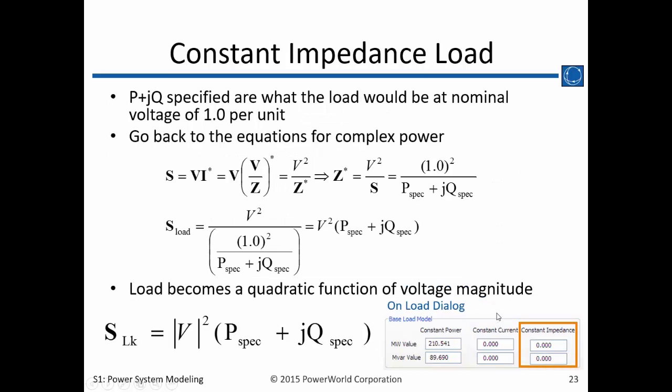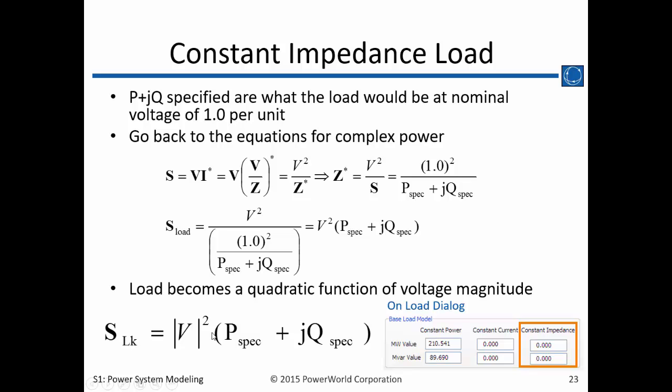Constant impedance load is similar. We derive the equation for complex power now by substituting the fact that the conjugate of the current is equal to the voltage divided by the impedance. So if you do that, you now end up with V squared over Z. So if you solve for Z, you end up with V squared over S. And so the S load is V squared over 1, which is the nominal, divided by the impedance that you're specifying as constant impedance. And you end up with a factor of V squared for the complex load for constant impedance. So a constant impedance load is a function of V squared.